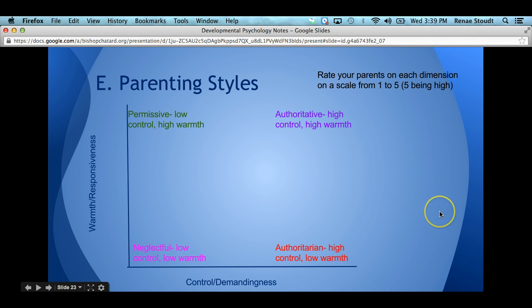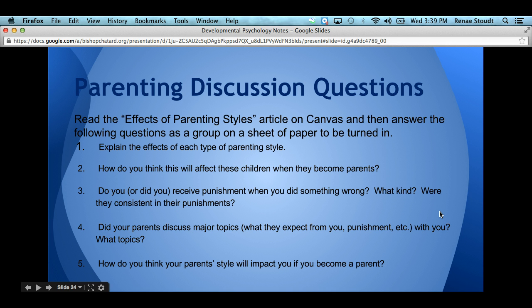All right, so the last thing that I had students do in class was answer these discussion questions. There is an Effects of Parenting Styles article on Canvas that you need to read, and then you can answer these questions and turn them in to me when you're done.